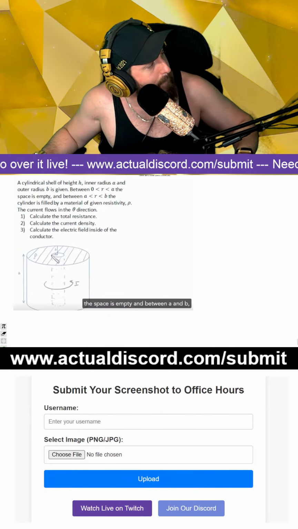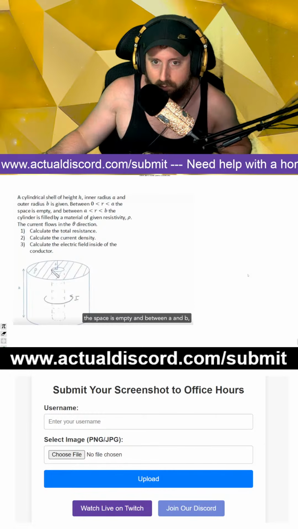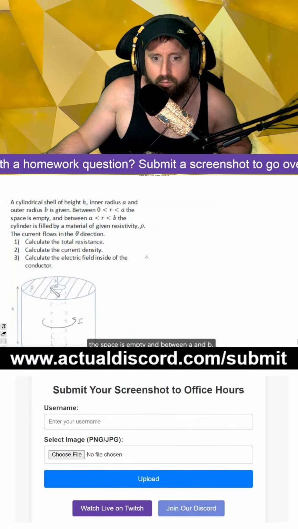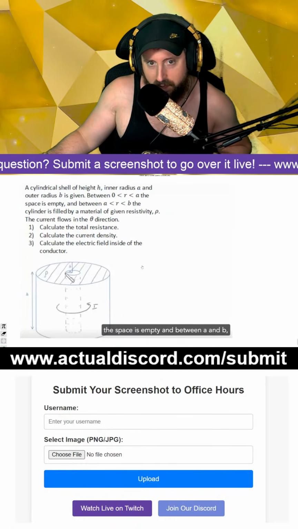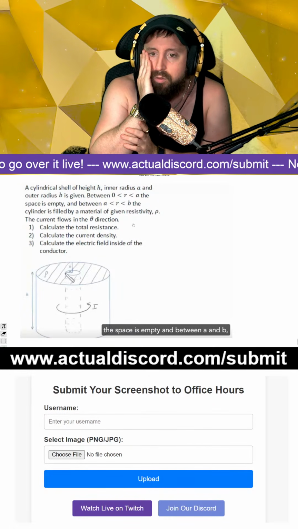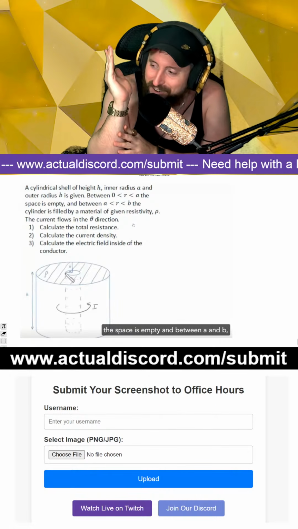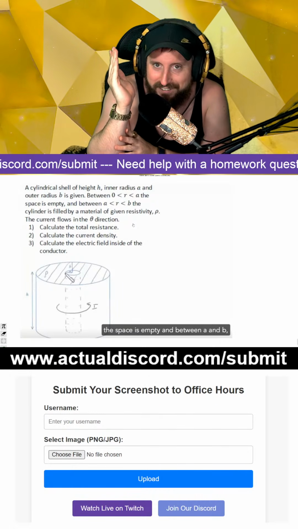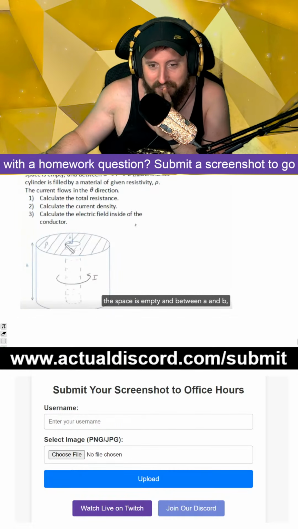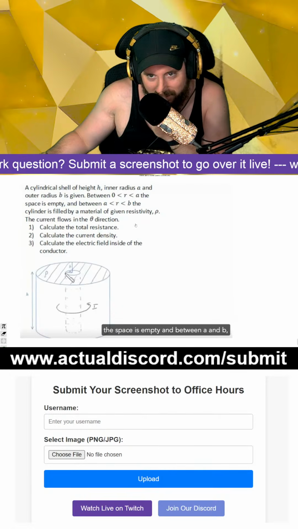Let's see. I do want to do this one for Sib. Oh, Sib, you are going to take this class, I guess, aren't you? Wait, I think this is very literally the question I gave on your final exam, right? There is overlap. Okay. The current flows in the theta direction.